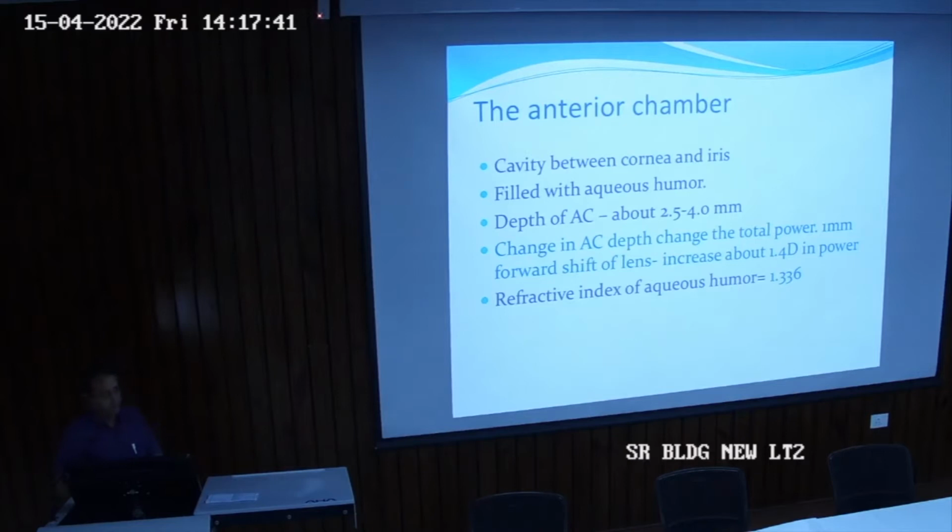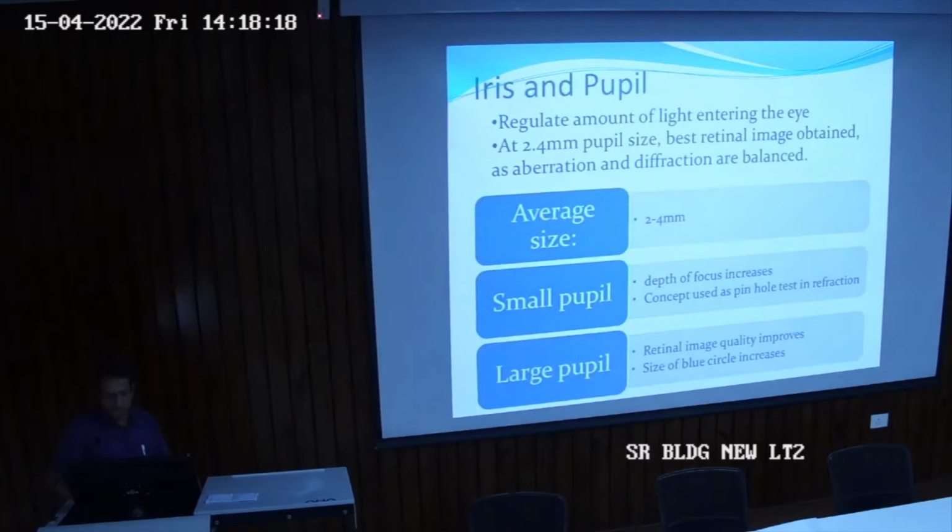Then anterior chamber. Anterior chamber is between cornea and iris. It is filled with aqueous humor. Depth of the anterior chamber is different at different places. In the center it may be up to 4 mm, in the periphery it is less. So depth of AC is 2.5 to 4 millimeter. Change in anterior chamber depth changes the total power of the eye. 1 millimeter forward shift of the lens iris diaphragm increases the power by 1.4 diopter, and refractive index of the aqueous is 1.336.